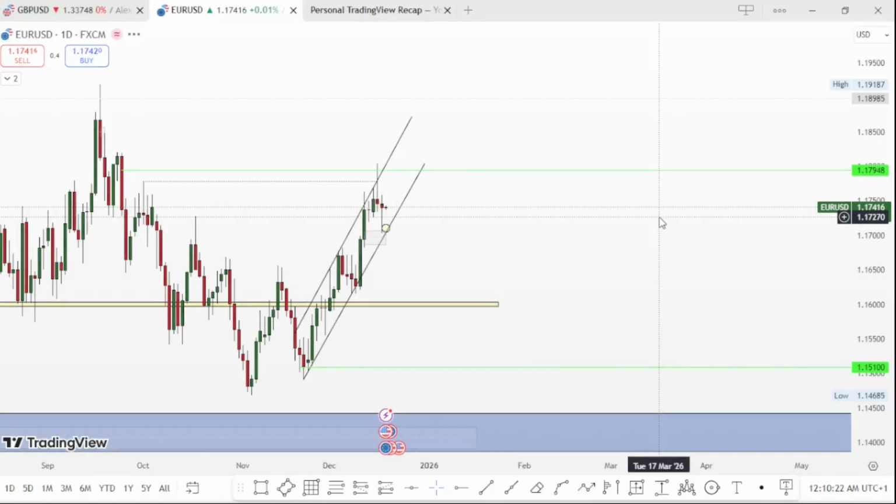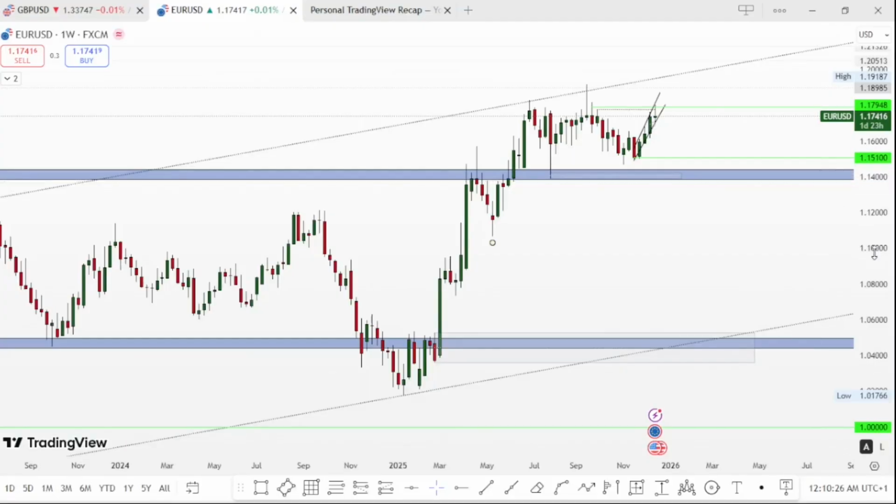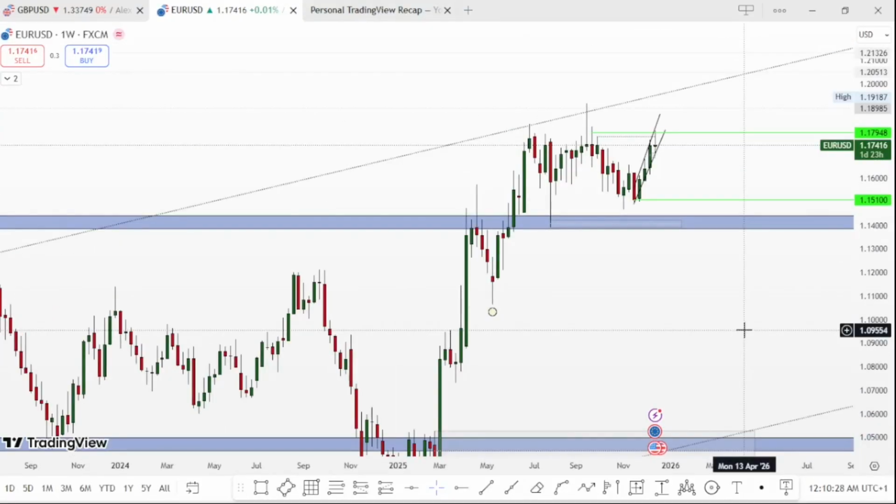The 1 week rejection. How many candles left? 1 day and 2 hours. Roughly 2 days. So roughly 2 days.